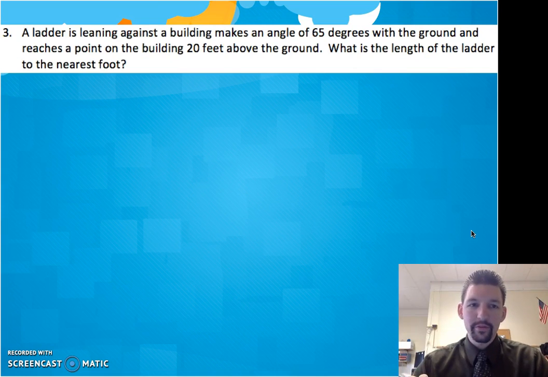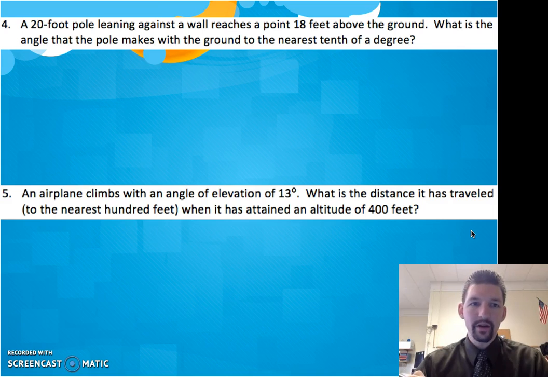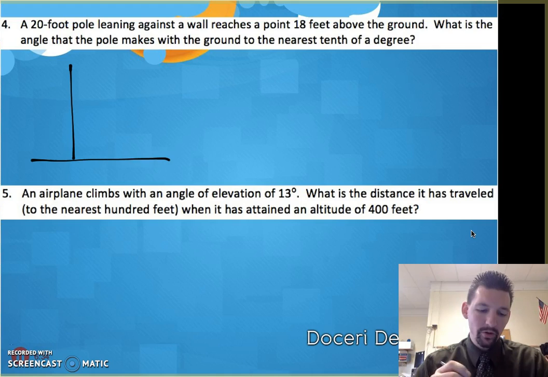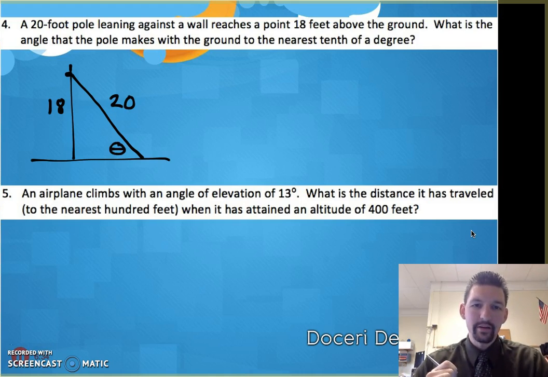We're going to skip number 3 and jump down to number 4 here, which says a 20-foot pole leaning against a wall reaches a point 18 feet above the ground. What is the angle that the pole makes with the ground to the nearest tenth of a degree? So again, this is a popular problem where you have a pole or a piece of wood leaning against a wall, and it reaches a point 18 feet up, and the pole is 20 feet long. So what is the angle, I'm going to use theta, that it makes to the nearest tenth of a degree?